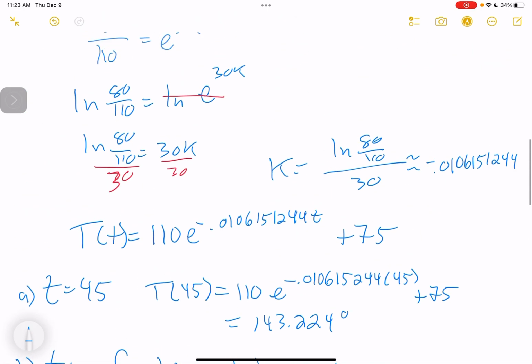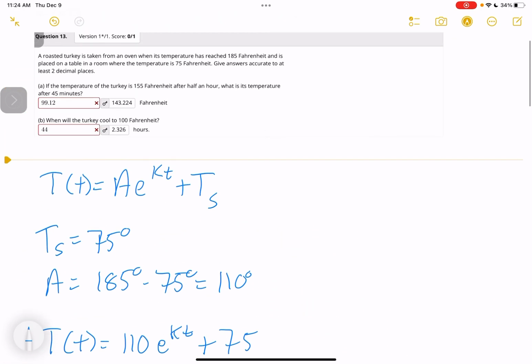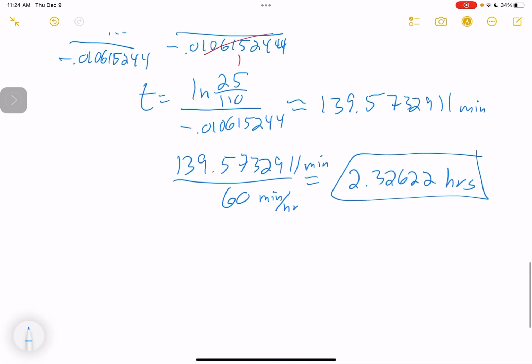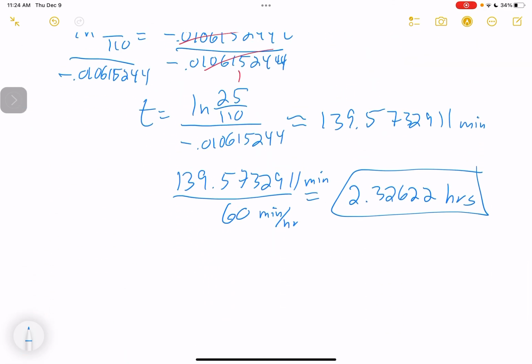I think they did 2.32 maybe. Let's see what they said. 2.326. So they went that far. I honestly would not have gone that far if it was up to me. I would have left it like 2.32 or 2.3 hours. So hope that helps.